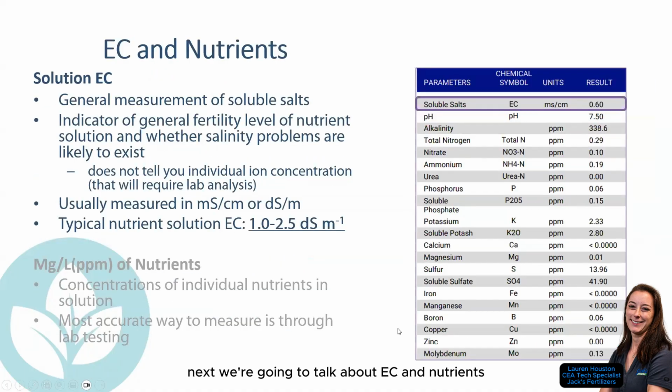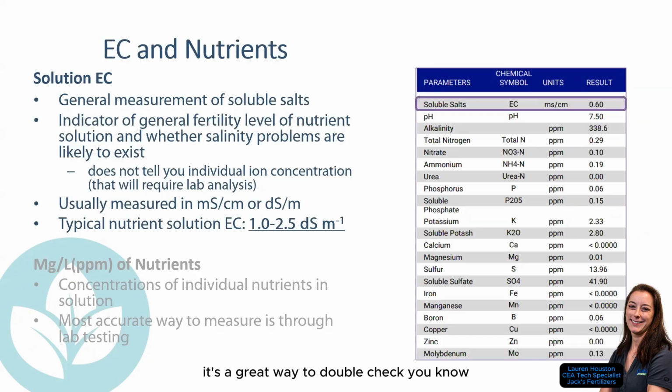Next, we're going to talk about EC and nutrients. So solution EC is the general measurement of soluble salts in a solution. EC is actually short for electrical conductivity, which measures how easily electricity can flow through a solution. And the higher the soluble salts, the more electrically conductive a solution is going to be. So EC is a fantastic indicator of general fertility, especially in fresh nutrient solutions.